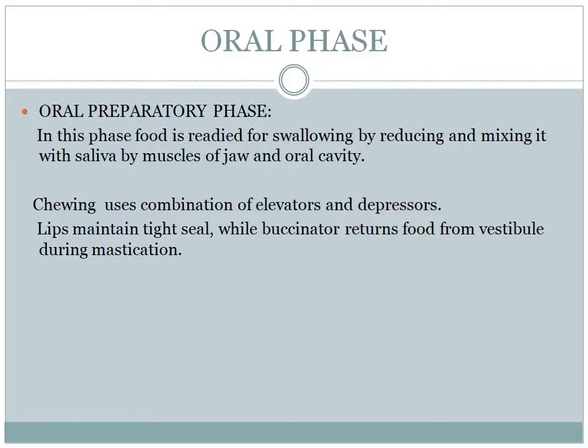Then comes the oral preparatory phase. In this phase, the food is readied for swallowing by reducing it and mixing it with saliva, by the muscles of the jaw and the oral cavity. Chewing uses a combination of elevators and depressors. The lips maintain a tight seal while the buccinator returns food from the vestibule during mastication.